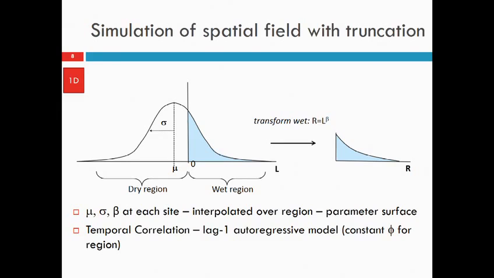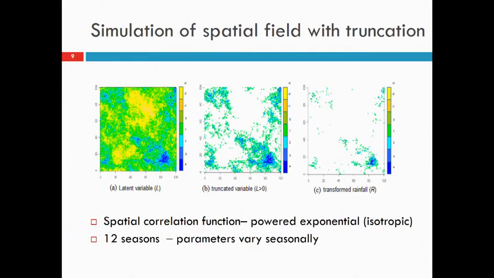In terms of simulating persistence, there's also a lag 1 autoregressive model moving that rainfall on in time. When it comes to simulating our field in space, we also have a spatial correlation function. So you simulate your spatial rainfall field, much as we did before. You then truncate all those values below 0 and transform them to give them the correct rainfall amounts and skewness in space. Our parameters vary seasonally to give us that nice Adelaide seasonal rainfall pattern.